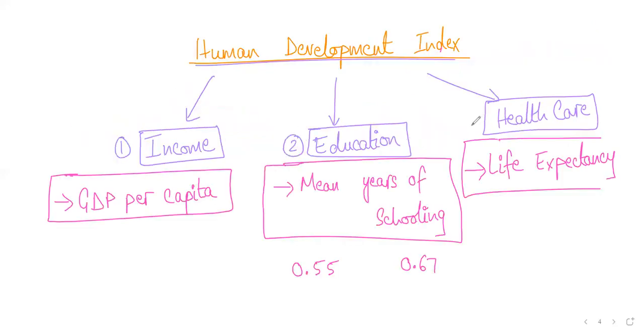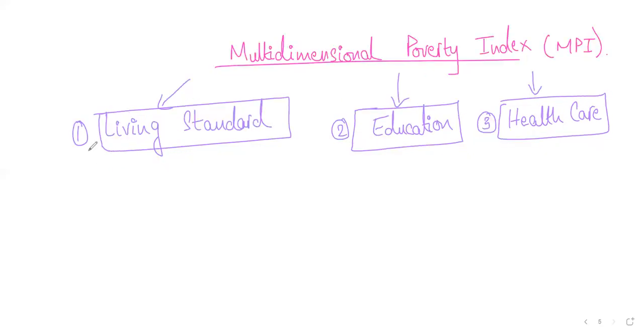Okay, but here's the twist. The statistics that you use to calculate these three things in the multidimensional poverty index are different. So starting off, let's look at education: years of schooling. This is very similar to what we were looking at. In this case, we're using two statistics: years of schooling.